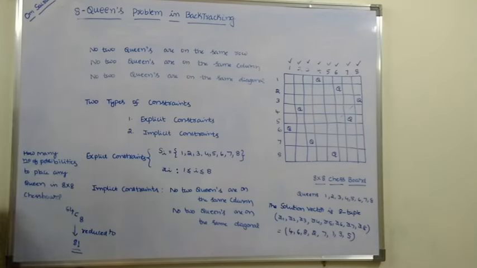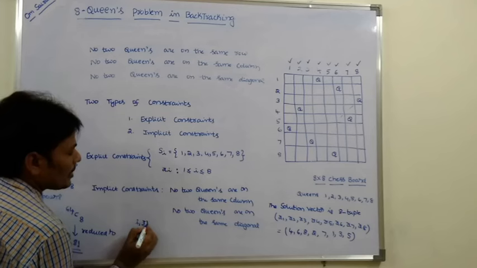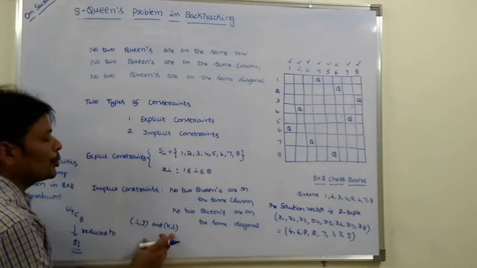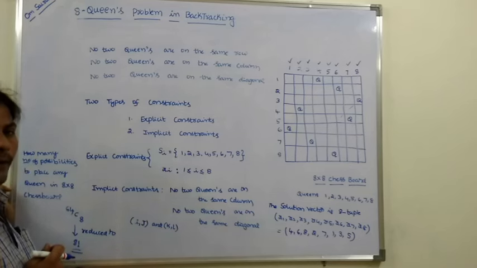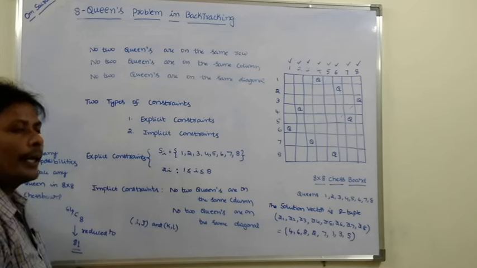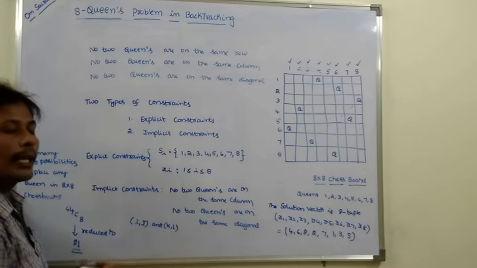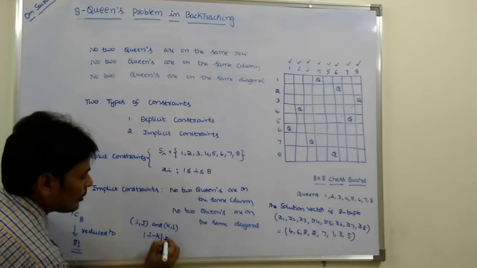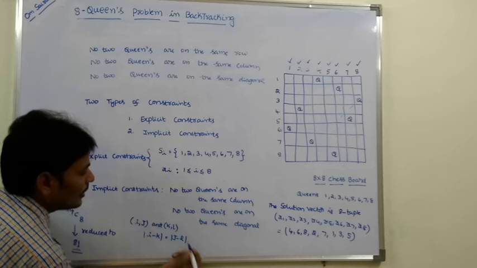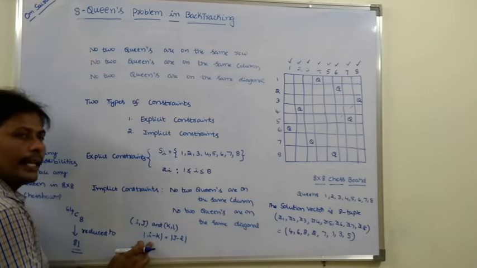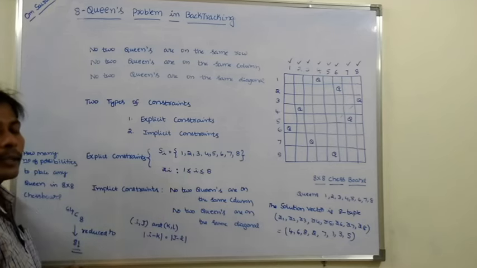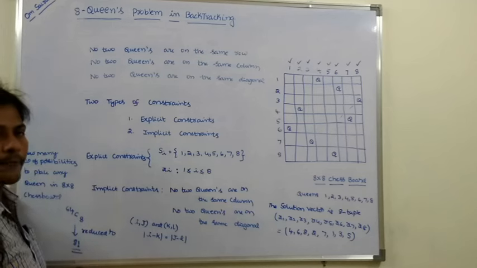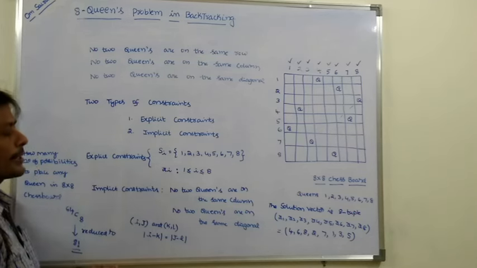Okay, next. Suppose we take any two coordinates (i, j) and (k, l). We have to check whether these two coordinates are diagonal coordinates or not. To check this, we use this formula: mod i minus k is equal to mod j minus l. If this condition is satisfied, we can say that these two coordinates are diagonal coordinates on an 8 by 8 chessboard. Suppose this condition is not satisfied, then these two coordinates are not diagonal coordinates.